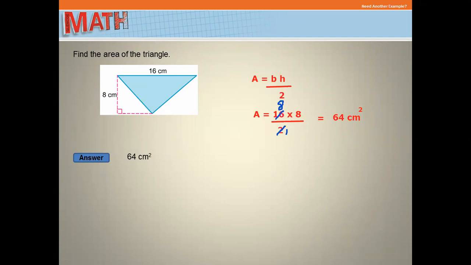From the previous examples, you can know that area equals half base times height or base times height divided by 2. And notice the height is perpendicular to the corresponding base. So you should be sure that it is the height that you want.